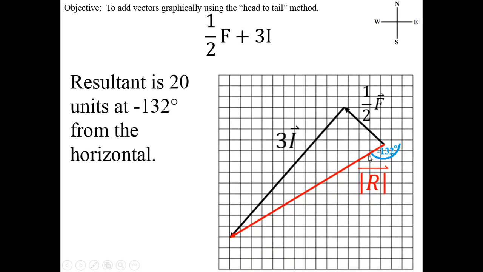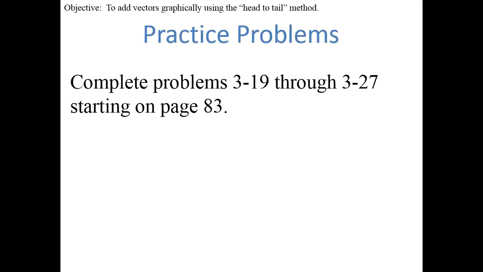We can also go backwards here. If we start from the horizontal and go clockwise to a negative angle, it's going to be a negative 132 degrees. Now make sure that you complete these problems as well, and if you have problems understanding this video or understanding how to write your angles, let me know. That's why I'm here and I can help you.